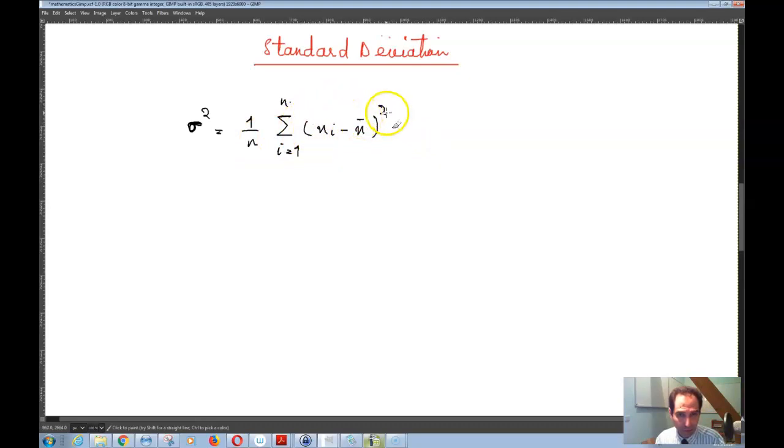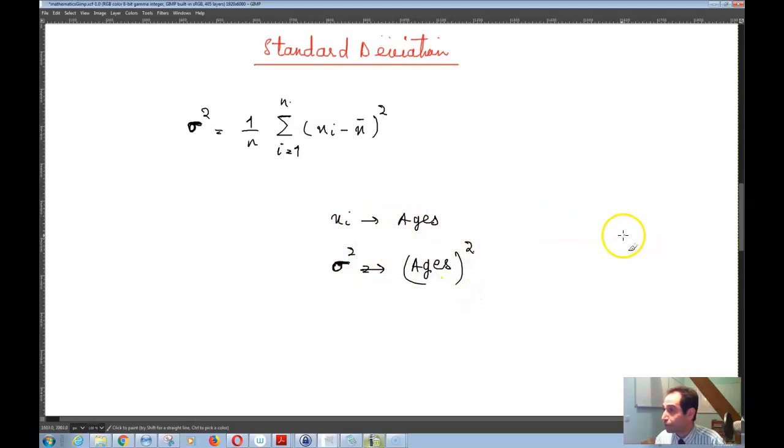For example, if x of i denotes the ages of some people, then sigma squared is going to denote ages raised to the second power, right? So the unit is going to be different. So we find that the units of individual observations x of i and the unit of their mean are different from that of variance, since variance involves the sum of the squares of x of i minus x bar.